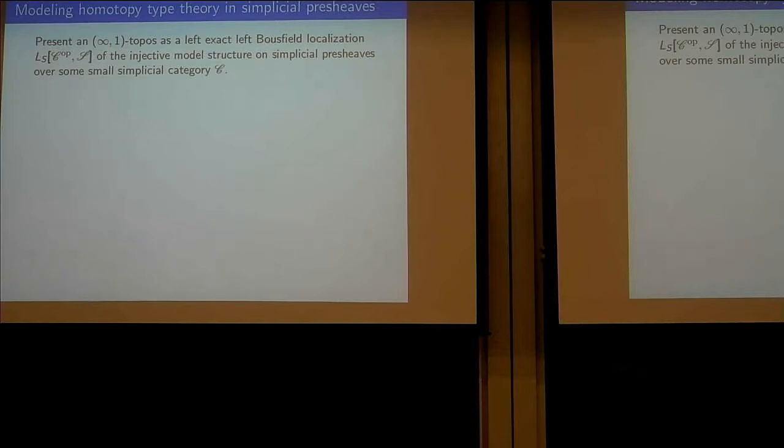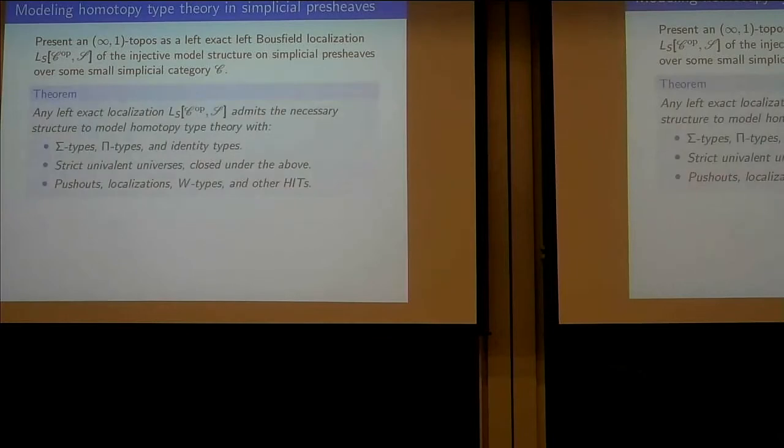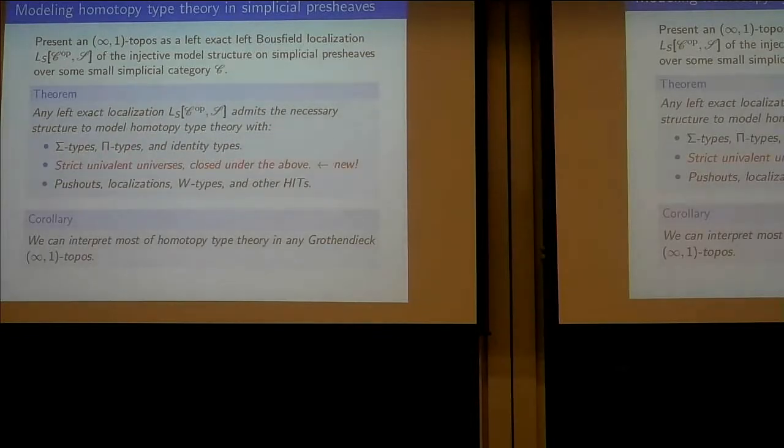And this model category has been known for many years to have nearly all the structure that we need to interpret type theory. So identity types, Pi types, Sigma types, and higher inductive types. The progress that I have to report is this, that I can actually, I think, also get strict univalent universes in all of these models.